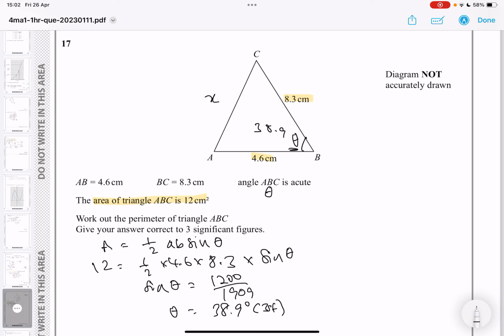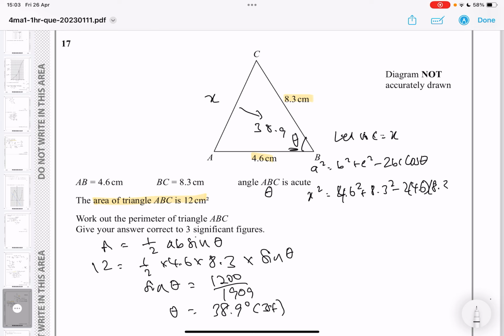So let's label AC x. Let AC equal x. Whenever you're introducing a variable, make sure that you define it, okay? Now I'm going to use the cosine rule, and they give this to you in the formula booklet. a squared equals b squared plus c squared minus 2bc cos theta. So x squared equals 4.6 squared plus 8.3 squared minus 2 multiplied by 4.6, 8.3 cos 38.9.